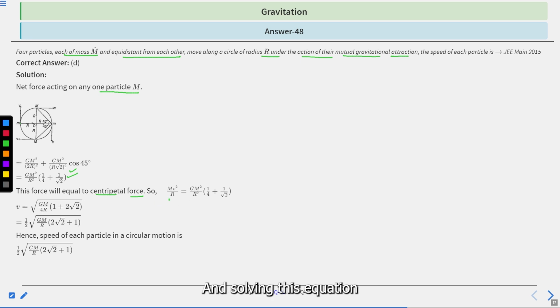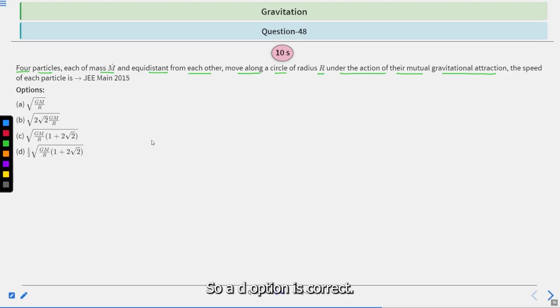Solving this equation, we get v equal to √(GM/4R (1 + 2√2)). After solving, it becomes half √(GM/R (2√2 + 1)). Hence, the speed of each particle in circular motion is half √(GM/R (2√2 + 1)). So option D is correct.